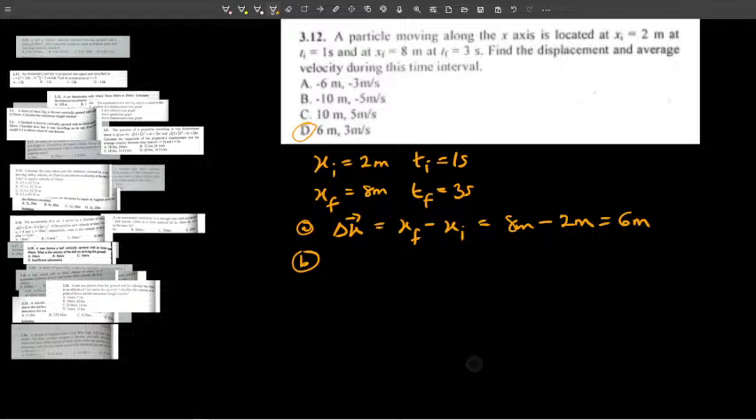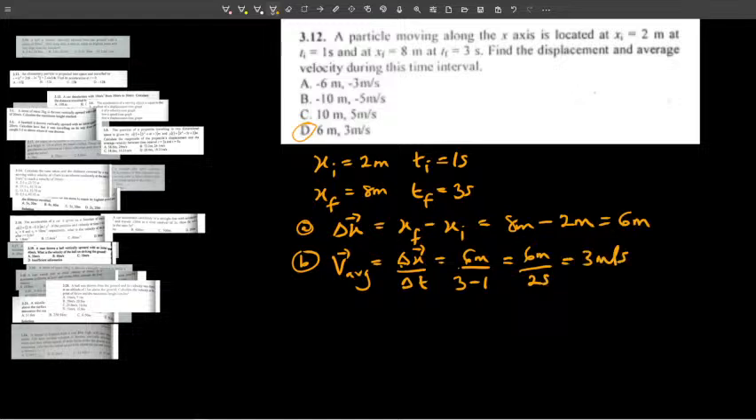For the average velocity, don't forget that V average is equal to change in x over change in t. We've gotten change in x already to be 6 meter, so that will be 6 meter over change in t. Change in t simply means tf minus ti in this case. That will give me 3 minus 1. So this will be 6 meter over 2 seconds. That will be 3 meter per second. So obviously the answer here is D.